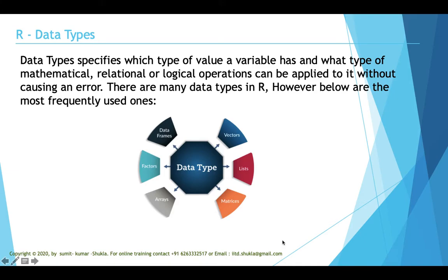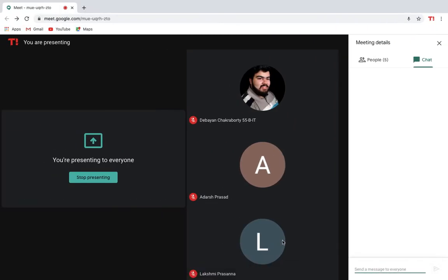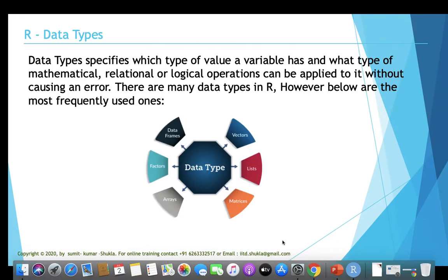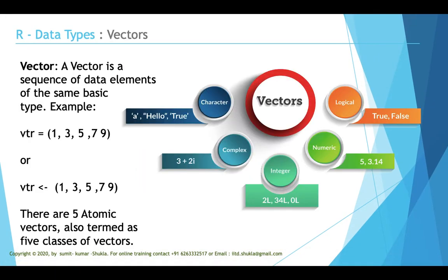...with data types. What we saw was that there were some data types like vectors, lists, matrices, data frames, factors, and arrays. So we dealt with vectors and lists yesterday. Is there any problem with lists and vectors? You can see, no. Okay, fine.